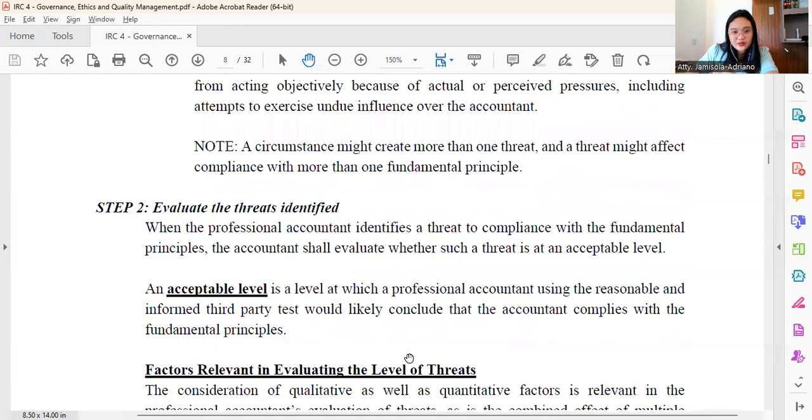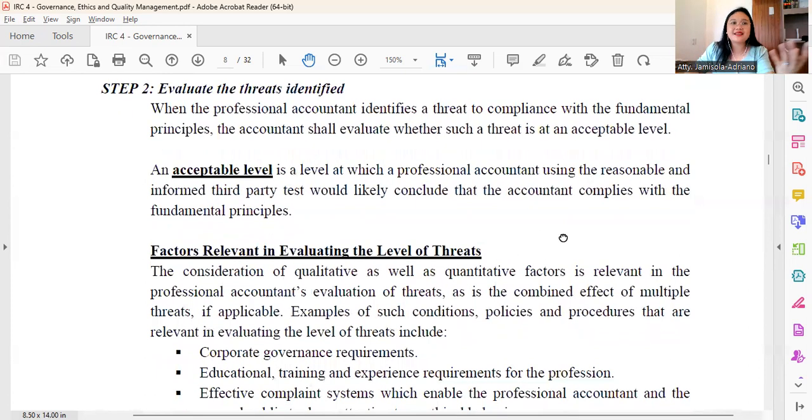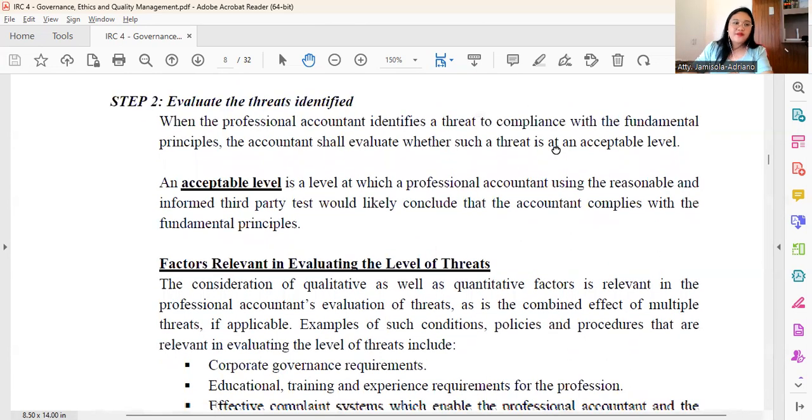Then after identifying, what comes next? Step 2 is to evaluate the threats that you have identified. When the professional accountant identifies a threat to compliance with the fundamental principles, the accountant shall evaluate whether such a threat is at an acceptable level. So evaluate the intensity of the threat. So when can we say that yes, there is a threat, but it's acceptable? So an acceptable level is a level at which a professional accountant, using the reasonable and informed third-party test, would likely conclude that the accountant complies with the fundamental principles.